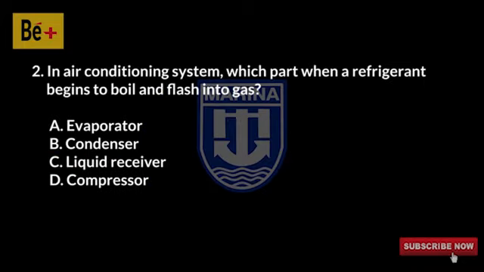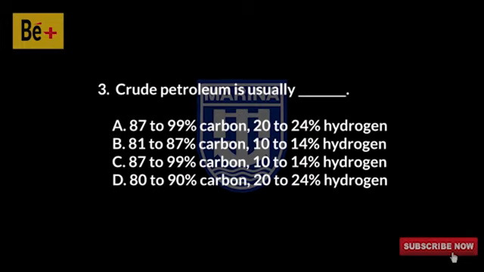In air conditioning system, which part when a refrigerant begins to boil and flash into gas? A. Evaporator, B. Condenser, C. Liquid receiver, D. Compressor. The answer is A. Evaporator.